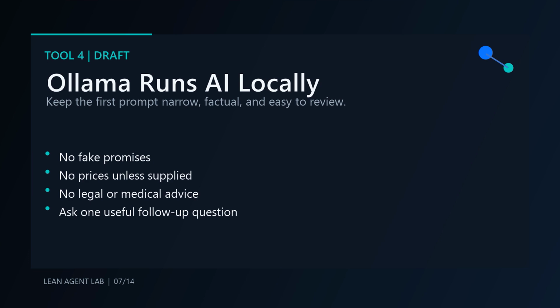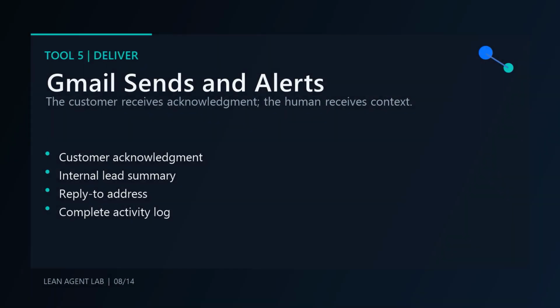Narrow prompts are easier to test, easier to review, and far less likely to embarrass the business. Component 5 is Gmail. The customer receives a transparent acknowledgement, not a deceptive message pretending to be a human expert. The business owner receives a separate internal email containing the lead details, the generated draft, and the recommended next action.